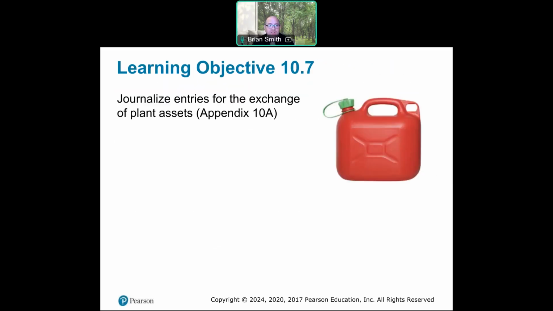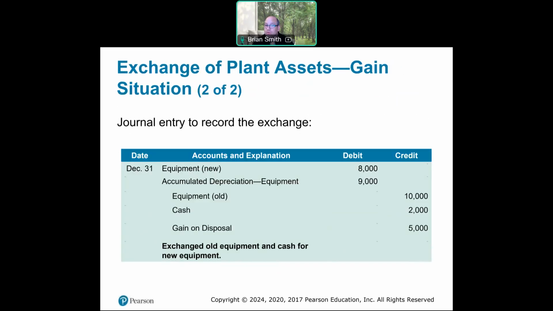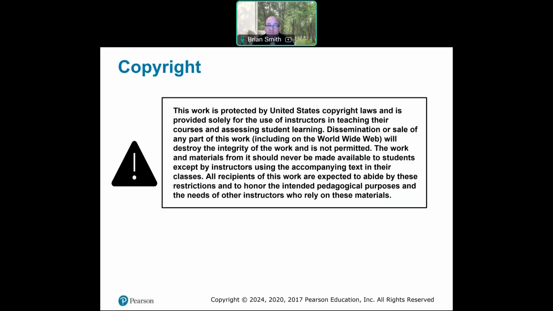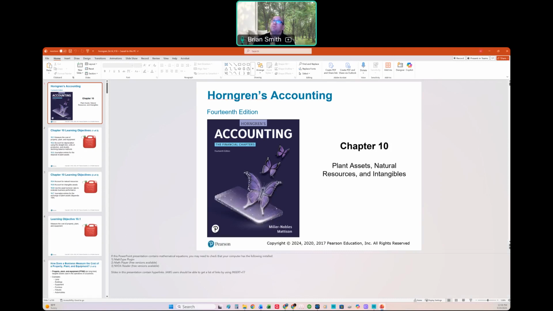And then there's the appendix. I'm not going to go over this. You have access to these slides if you really want to go over those. If you have any questions, please let me know.